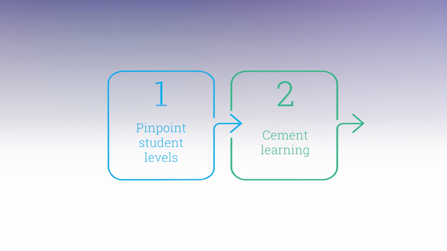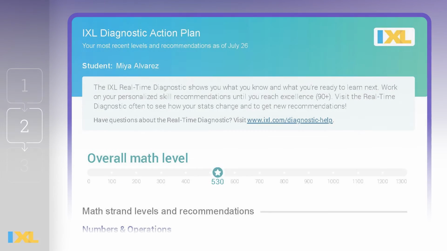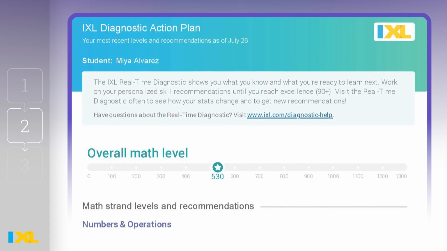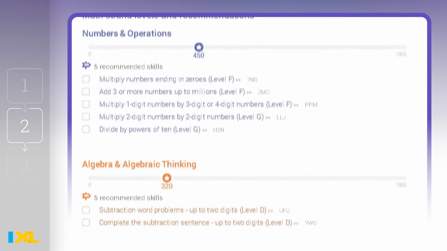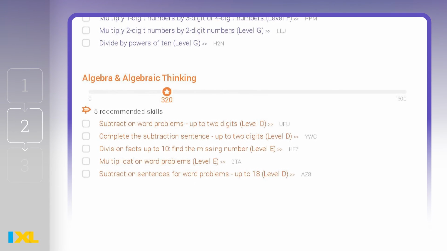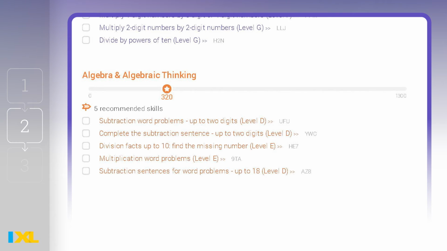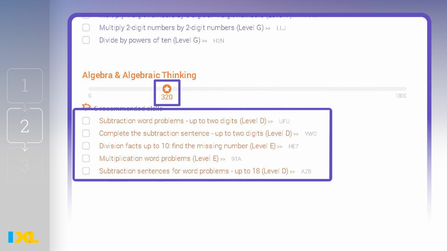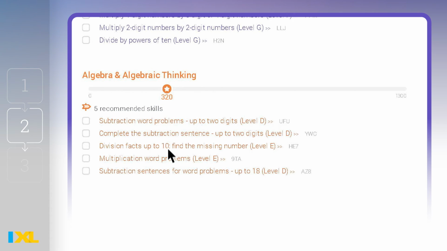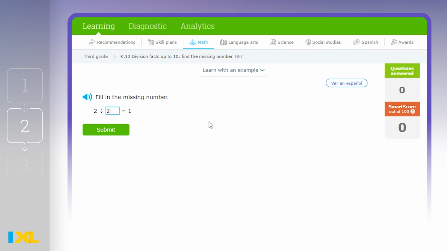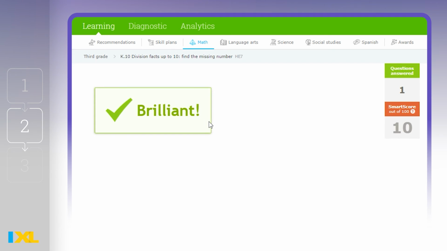With insights from the diagnostic, IXL creates a personalized action plan for each student. Use these diagnostic action plans to set attainable goals for your students. Start by focusing IEP goals around the lowest strand or strands and the corresponding recommended skills. Have students click on their recommended skills to start practicing. Taking steps to close their gaps and make progress will help them own their learning and build confidence.